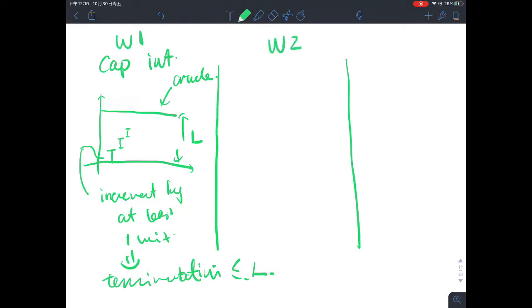In the second world, right? We look at the sequence of the flow, the sequence of the flow we construct. This will be monotonically increasing.